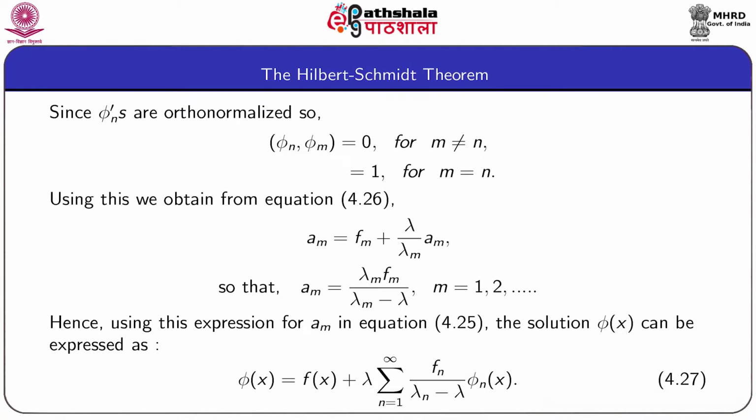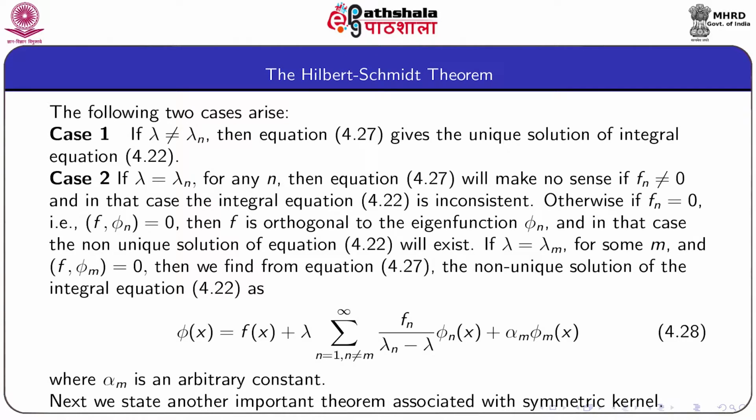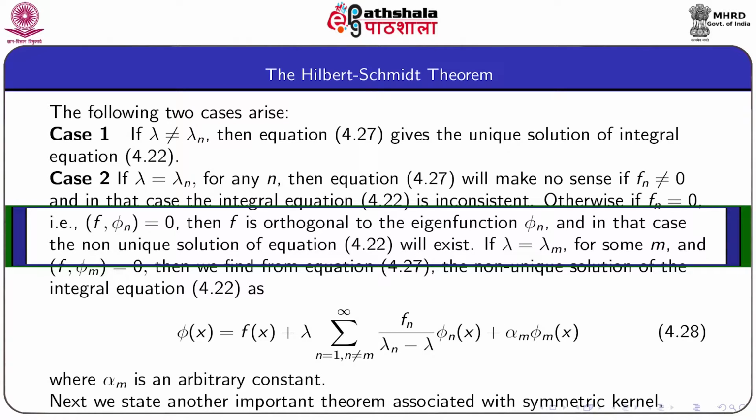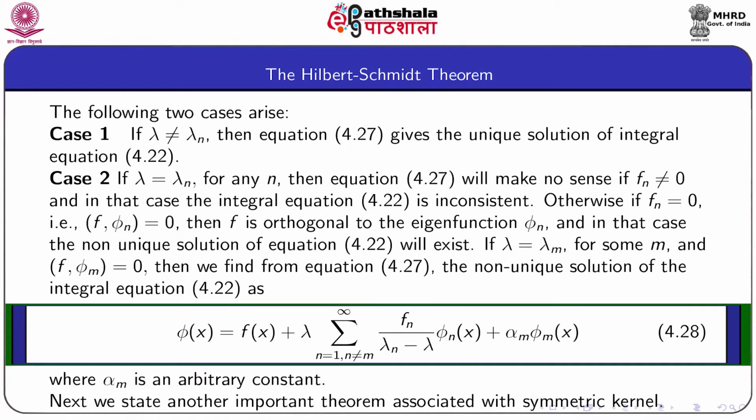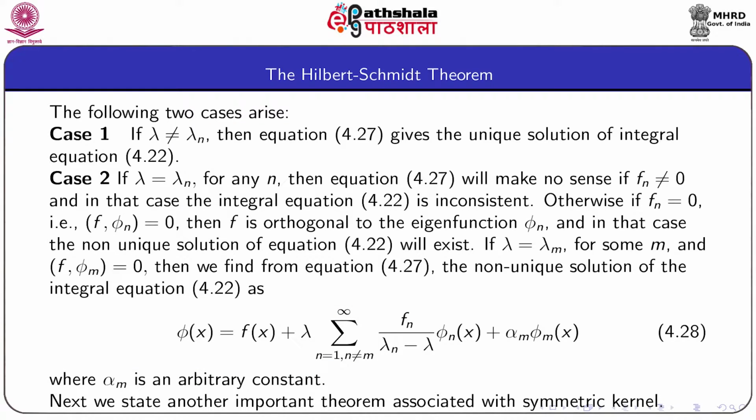Now, if lambda becomes equal to lambda n for some value of n as m, that is lambda equal to lambda m, and also fm, the inner product of f and phi m, is equal to 0, then from equation 4.27 we find the non-unique solution of the integral equation 4.22 as phi x equal to fx plus lambda into summation n equal to 1 to infinity, n not equal to m, fn into phi nx divided by lambda n minus lambda, plus alpha m into phi mx, as given by equation 4.28. Here alpha m is an arbitrary constant. So, this gives the non-unique solution of the given integral equation 4.22.